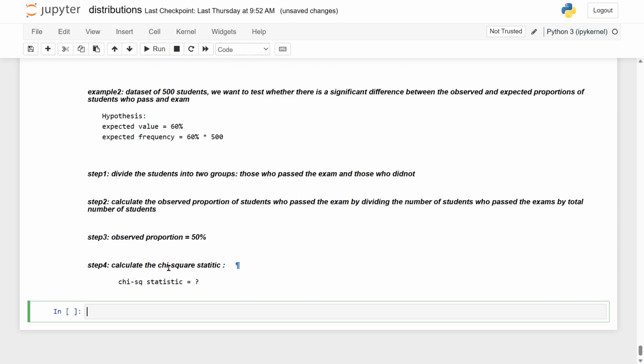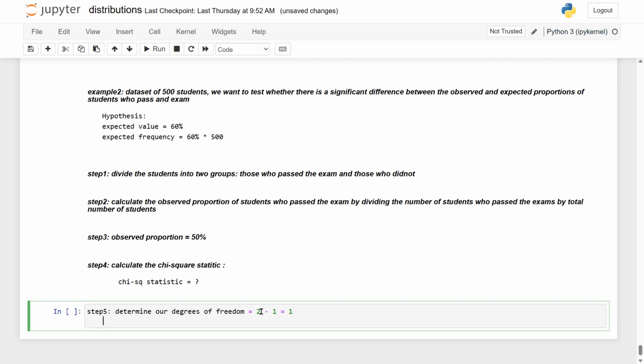Then you should know your degrees of freedom. So we have to determine our degrees of freedom. That's very important. Degrees of freedom is nothing but, let me put it into step 5. Of course it should be done before only, that's okay, I forgot to do. So determine our degrees of freedom, that is equals to number of categories minus 1. So here we have only 2 categories minus 1, so 2 minus 1, that is equals to 1. So our degrees of freedom is 1.